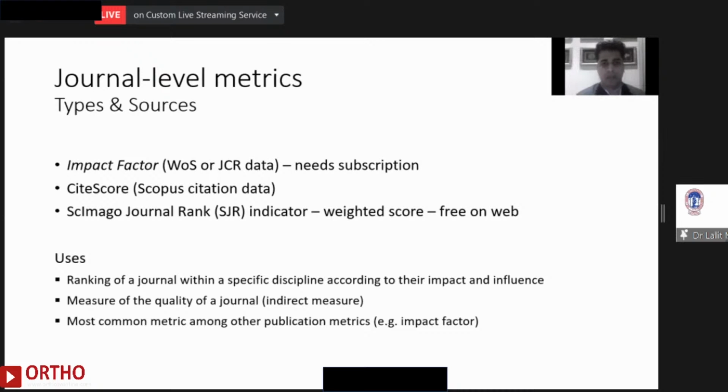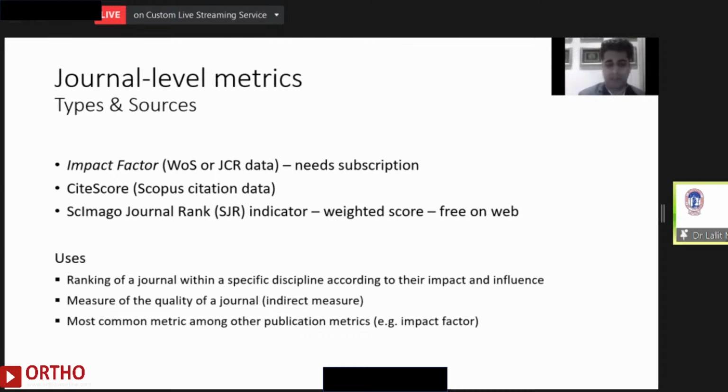Unfortunately, that needs a subscription. And you have the Scimago Journal Index Indicator, SJR, which is a weighted score which is free on the web. So these basically tell you how important the particular journal is considered in the scientific community according to their impact and their influence. They are ranked. The quality is then indirectly measured.